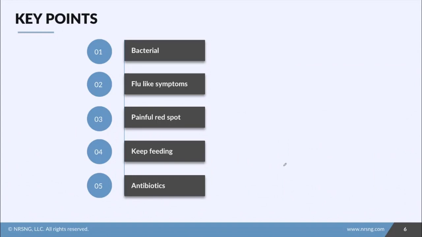Okay, so what have we learned? Mastitis is a bacterial infection. It's going to come on suddenly. We're going to have flu-like symptoms, so those aches, chills, and the high temperature. She's going to have a painful red spot localized to that area of the breast. And she needs to keep feeding, right? We've got to keep the milk moving, so she can pump or breastfeed. And then antibiotics is how we're going to treat this.